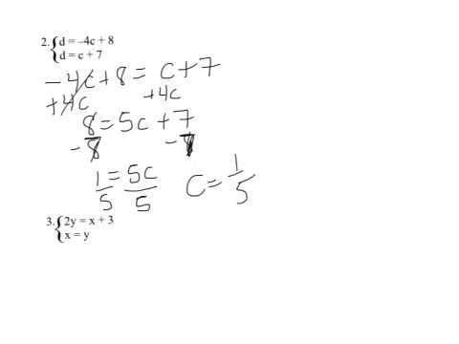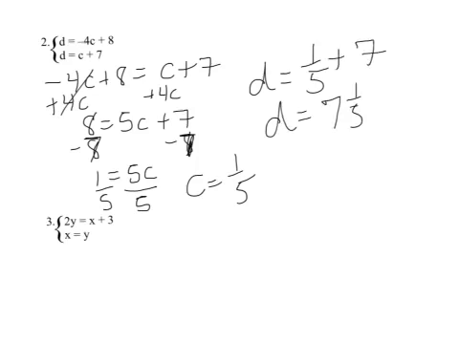And so now what I need to do is find out what d is, and the easiest place to put that is right here, because all I have to do is 1/5 plus 7, which is easy. I could put it here, but you get the same answer. It's just going to take you a little longer. So I'm going to say d is equal to 1/5 plus 7, and I get d is equal to 7 1/5. So there you go.